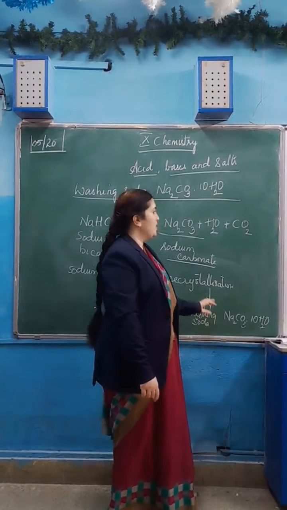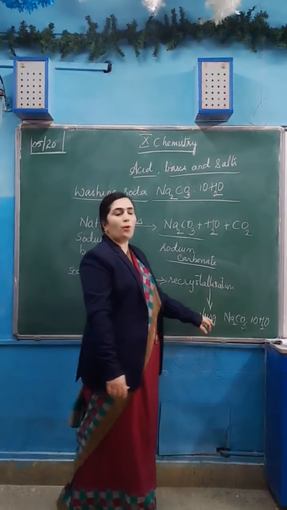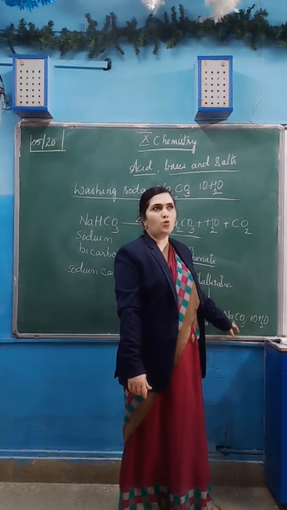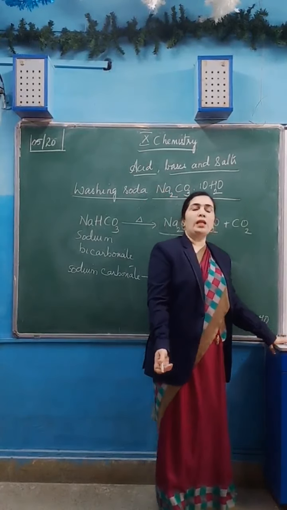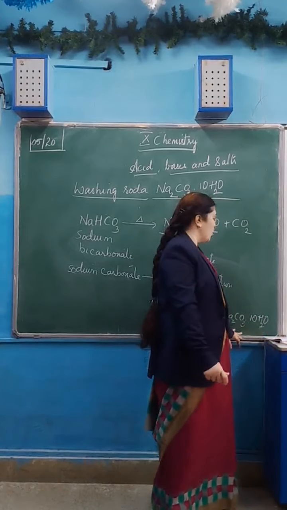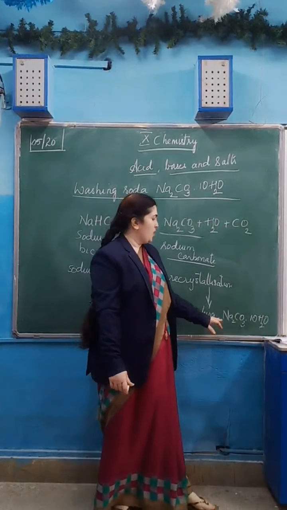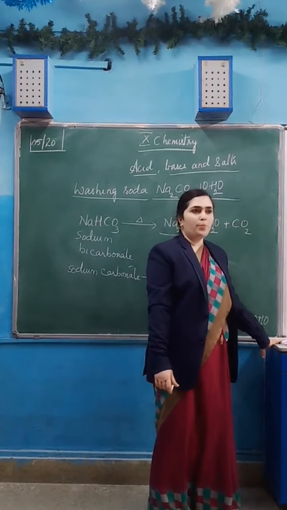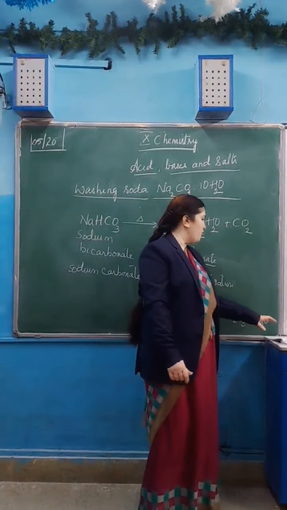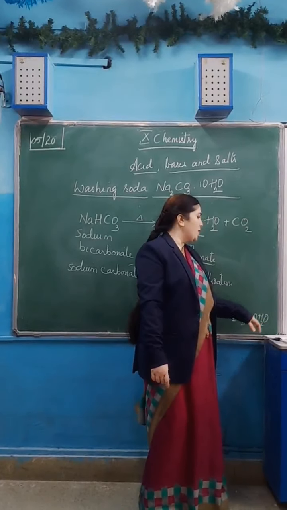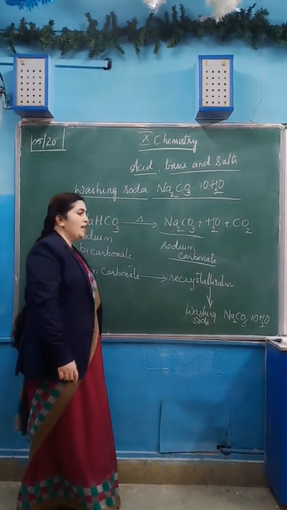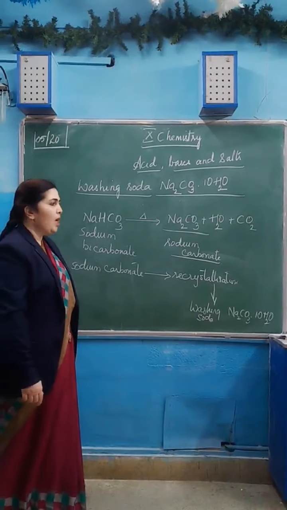Washing soda is also used with washing powder for cleaning purposes in domestic use, in households. We clean clothes, we clean vessels, and in that also washing soda is present. So it is used in household things for cleaning purposes. It is used to manufacture sodium products, and it is used in the manufacture of glass. It is also used to soften hard water.